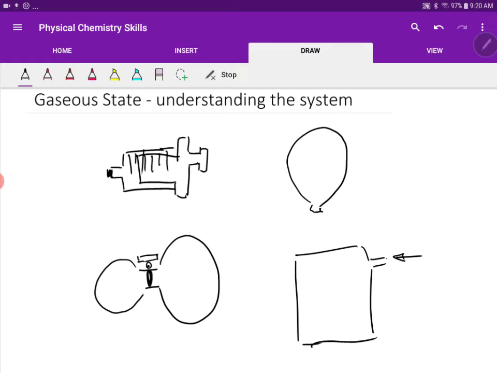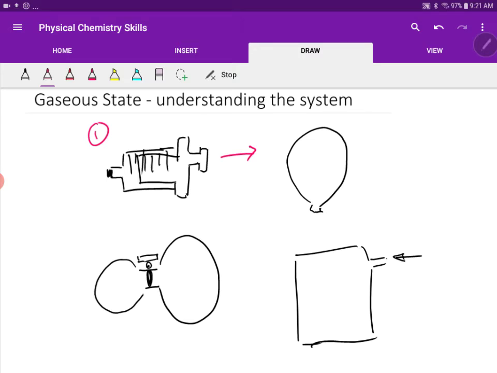So in the first case, the syringe, case number 1, there are a couple of things that you need to take note of. The first thing is how the syringe actually works. There are two ways that you can do that. One is you can hold the syringe, pull the piston out, and just hold it there using your hands. If not, the other way is for it to move freely on its own.